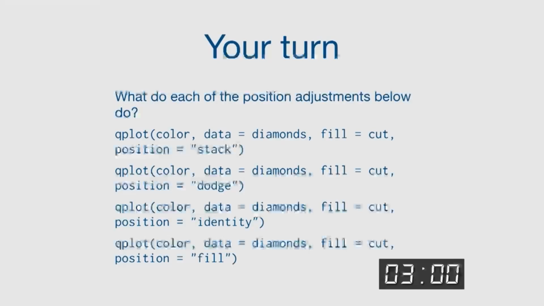Some of the adjustments that you can use are stack, dodge, identity, and fill. Instead of telling you what they do right off the bat, I want to give you a chance to explore the position adjustment argument. Try out each of these lines of code and see what difference it makes in your graph. You could probably understand what's going on just by running the code and looking at the graph. Press pause while you do this, and when you're done, press play and we'll look at the graphs.